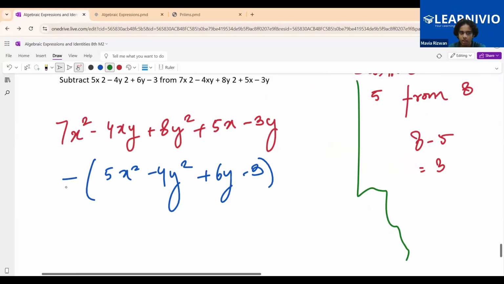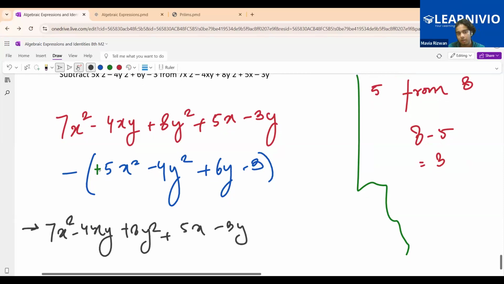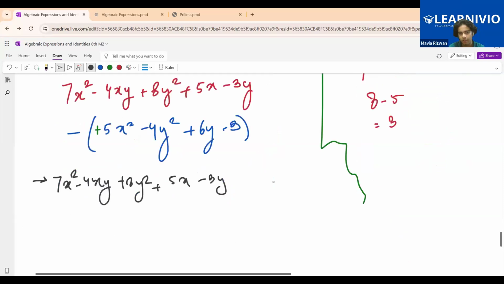See guys, when you open this bracket now, this minus would change all the signs, because here we have plus, so minus plus is minus. So this would become minus. Here we have minus, so minus is being multiplied with this one. So minus minus would be plus. So we would write this in the next step as 7x square minus 4xy plus 8y square plus 5x minus 3y. Then this will become minus 5x square. Then we change this sign, so this will be plus 4y square. Then we change the sign, so minus 6y. Then we change this sign, so plus 3. Got it, guys?